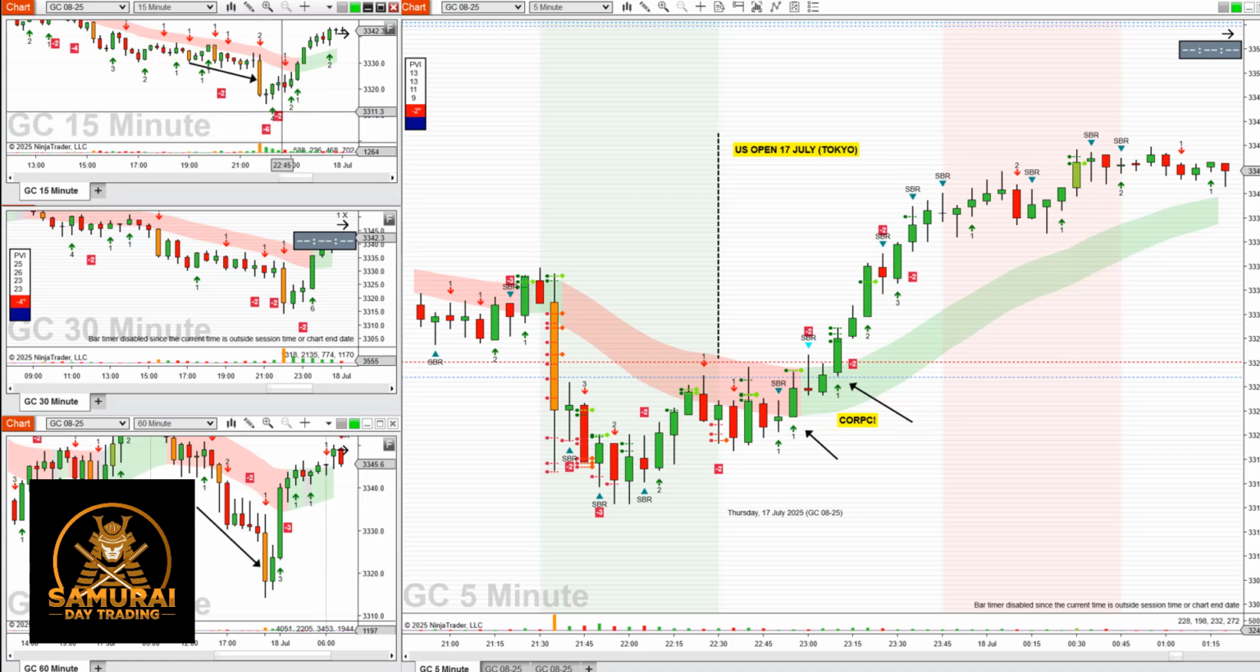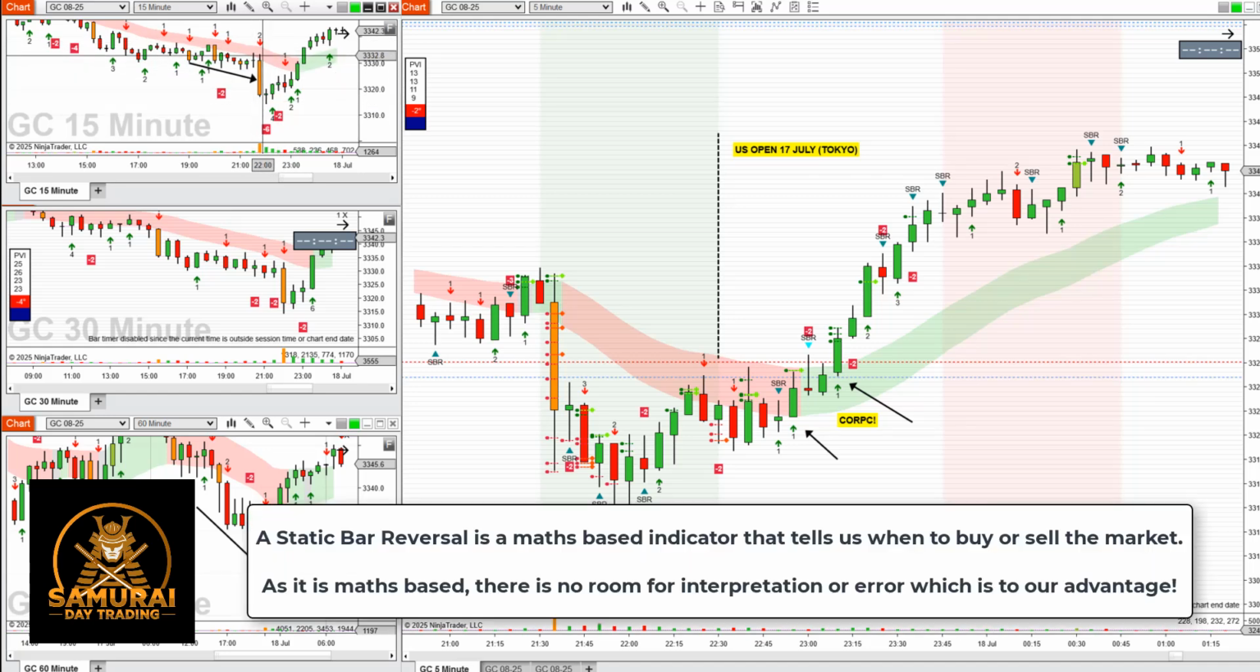This -6 and this -2 are absolutely stunning, what we call static bar reversals. So the indicators are not only telling us the sellers are running out of steam, but they're also telling us we need to get ready to buy the market. This could be quite good fun.